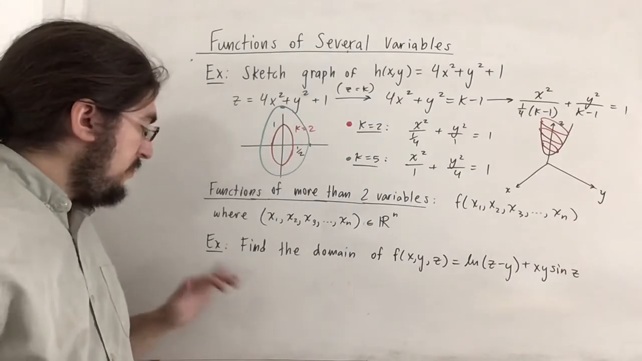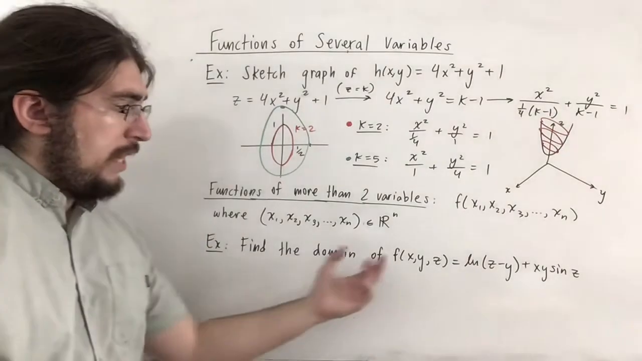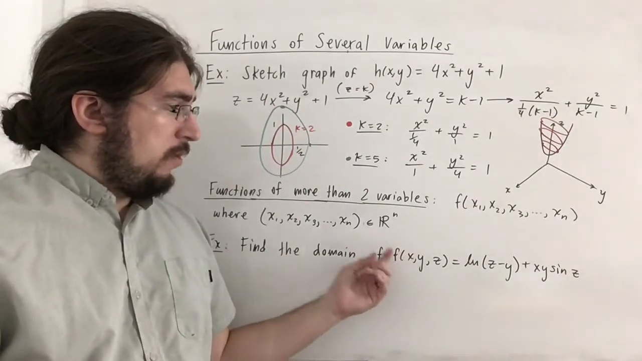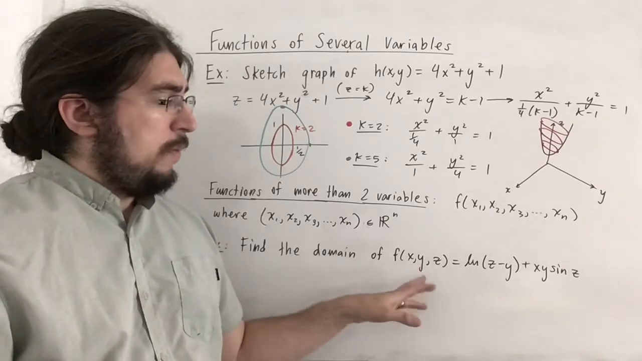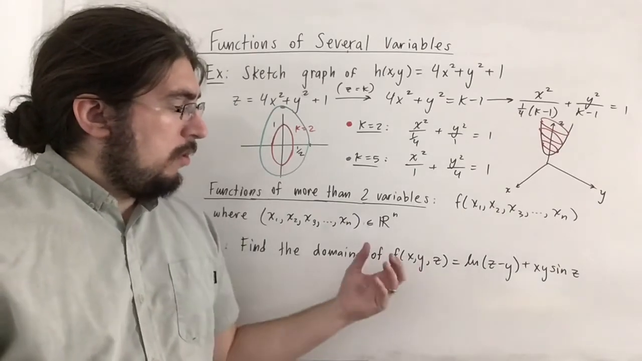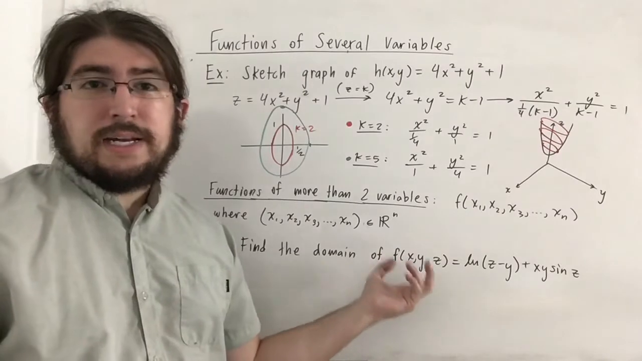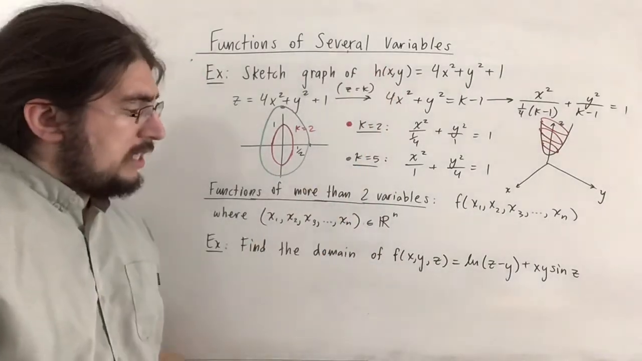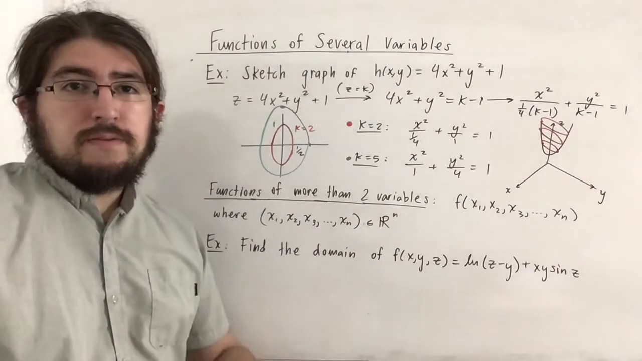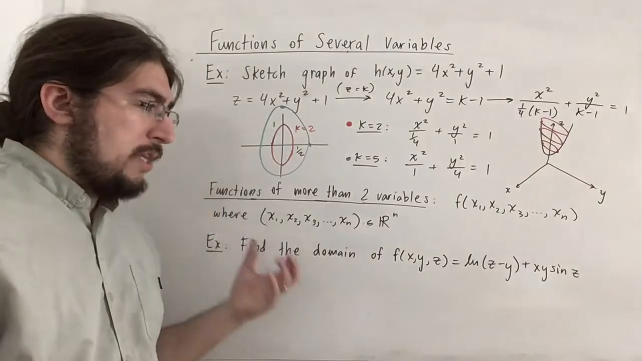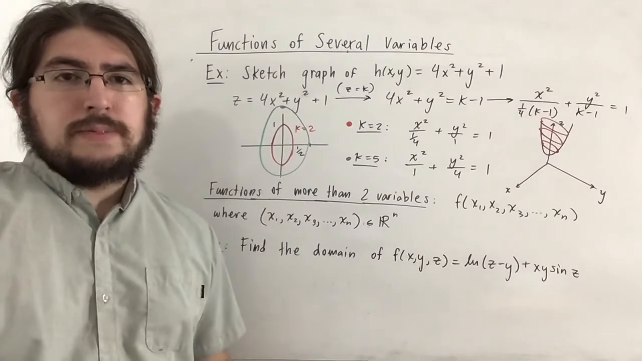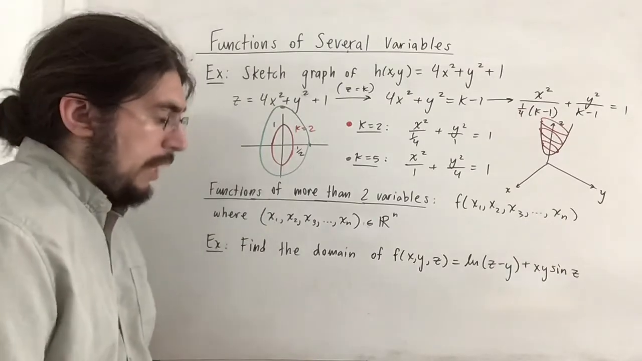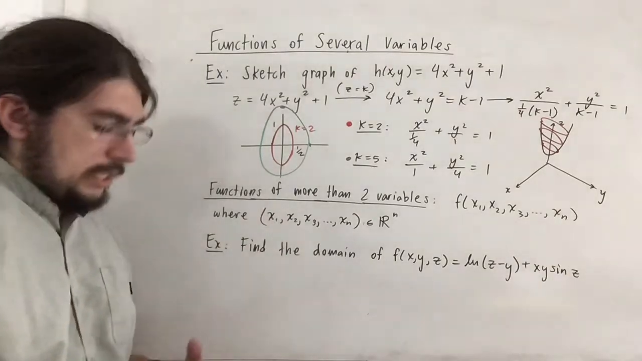In this example, we want to find the domain of this function of three variables, f of x, y, z. You can call this w, the fourth variable, just as you normally call f of x, y by z. The graph of this would be some four-dimensional object, which is really hard to describe, so I'm not going to get into that, but we will discuss the domain.